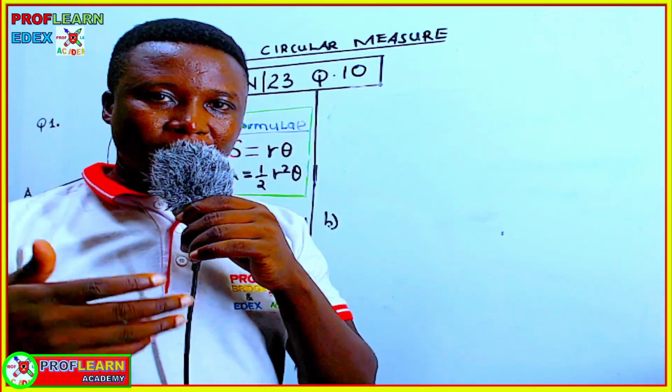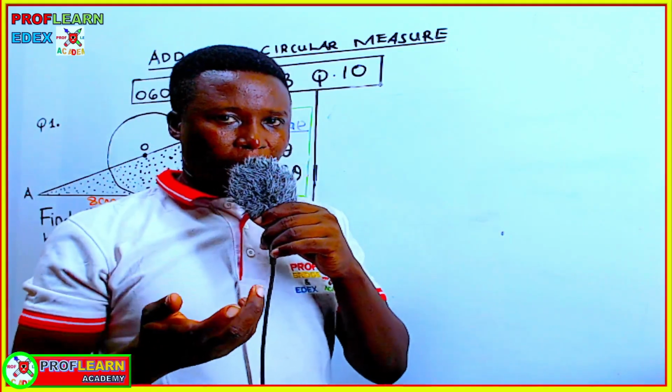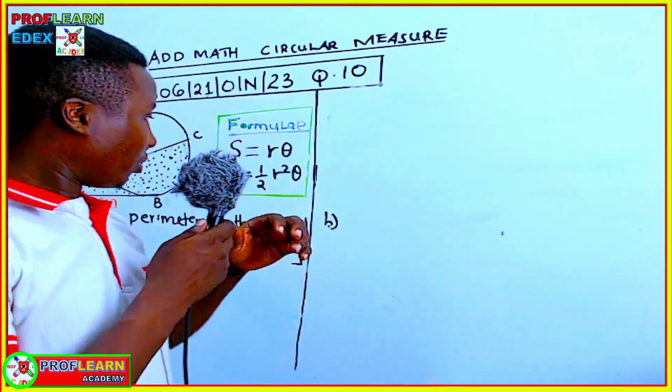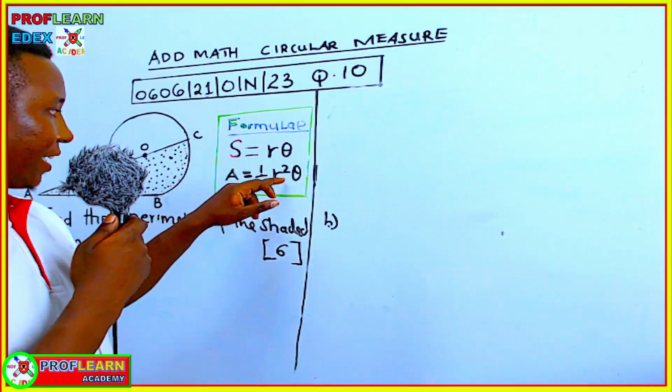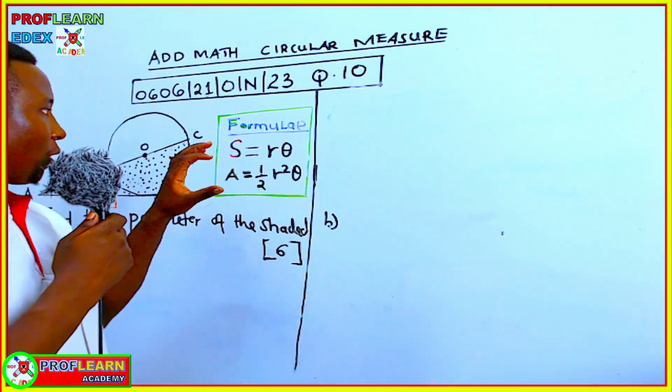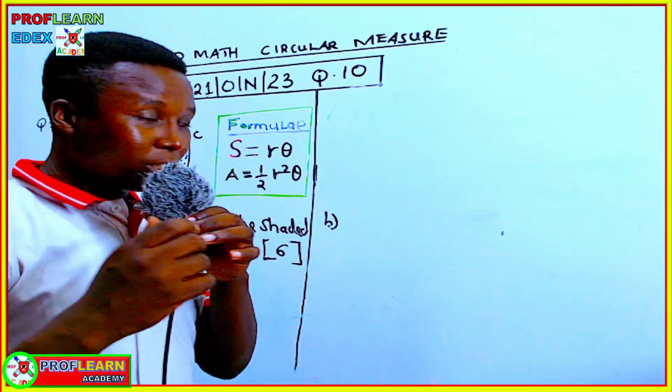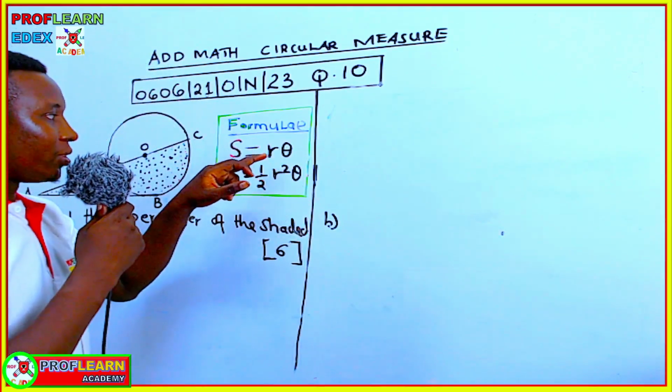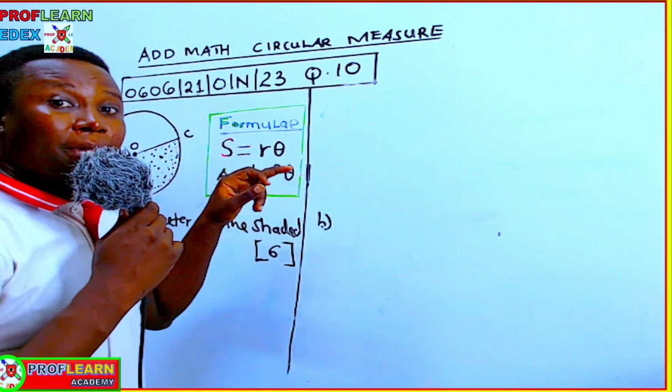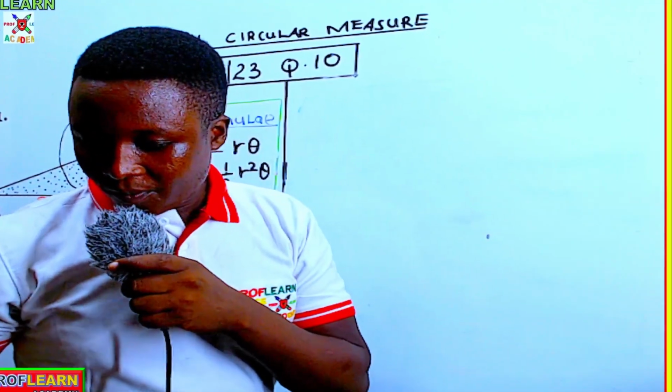Whenever you are working out the area of a sector, when you are given the angle in radians, you need to remember that the area is a half r squared theta. And whenever you are working out arc length, you need to remember that the formula is r, the radius, times theta, the angle in radians.